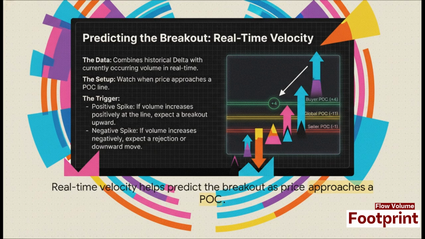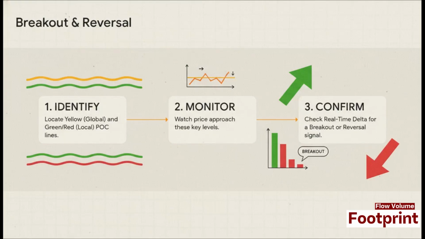You take your map, all those POC lines, and you combine it with what's happening right now. By watching the volume and the delta spike as price comes up to one of these key levels, you can practically see the market's intention. Is it building up steam to smash right through, or is it about to hit a brick wall and get rejected? So, strategy number 1, the breakout and reversal.